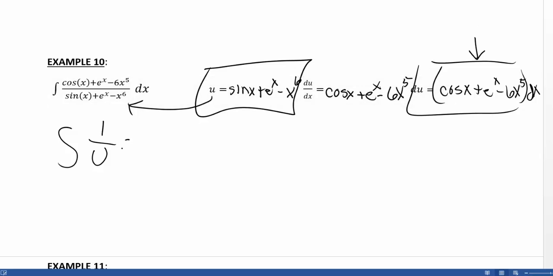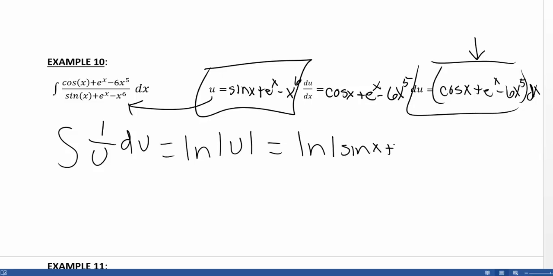So here we have 1 in the numerator since we took everything from it, and the du is off to the side. Because again, the du is an operator that tells us what our variable is. So now, the antiderivative of 1 over u is going to be the natural log of the absolute value of u. We don't want a u in our final answer, so we substitute back in. So that's sine x plus e to the x minus x to the sixth.